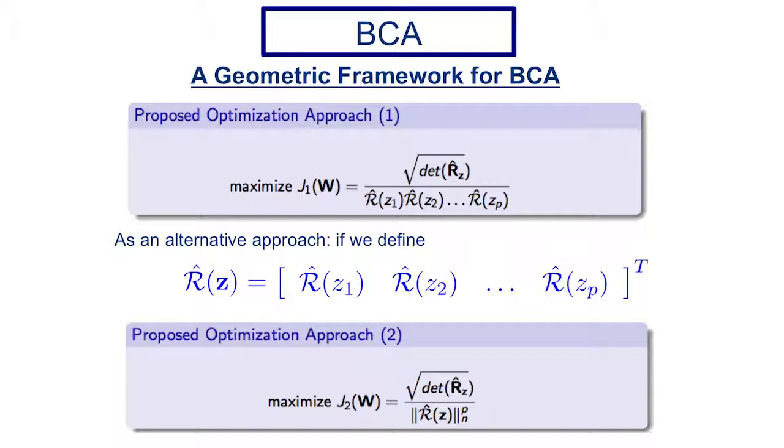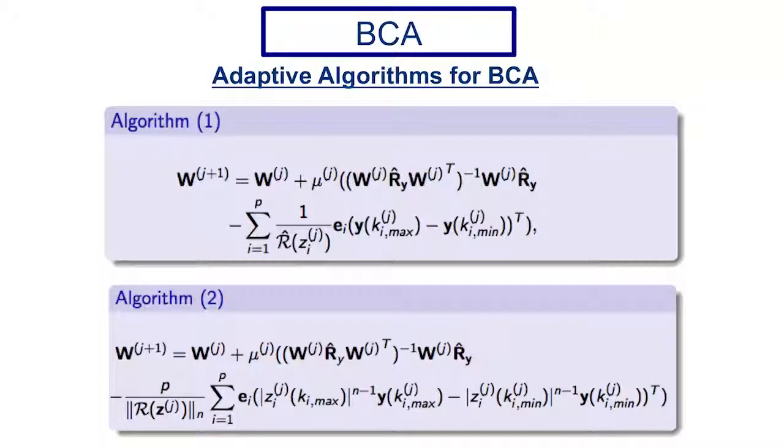I will not really go into the details, but based on these objective functions, you can write iterative algorithms to obtain W, where this is your current point, and you add some component to that to go to the next W, and you do that iteratively several times. This component here tries to maximize the volume of the hyperellipse. This component here tries to minimize the bounding box. And we can give a similar expression for the second algorithm type, but as I said, I'm not going to go into the details of that.